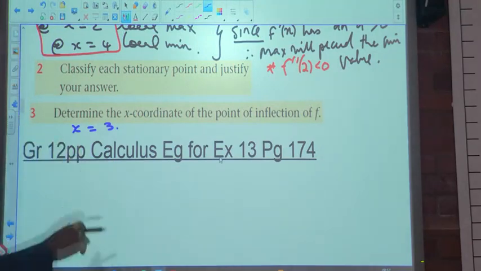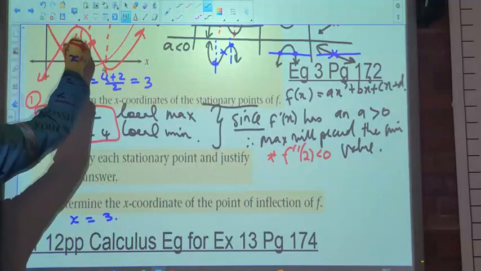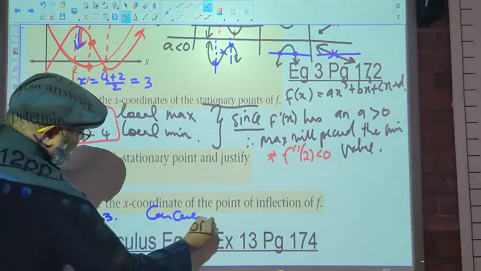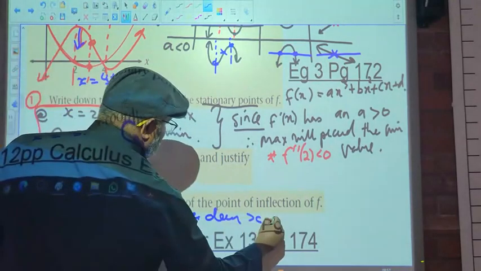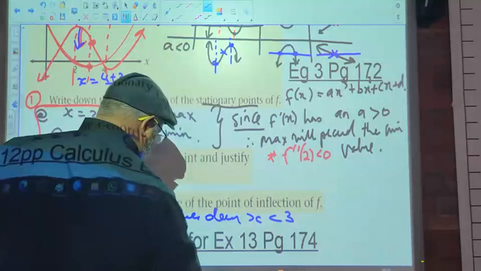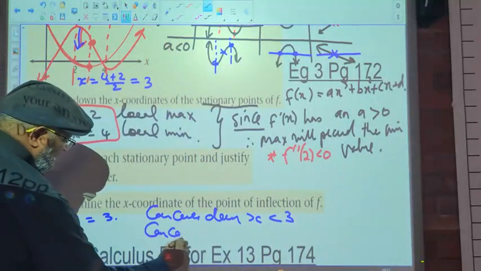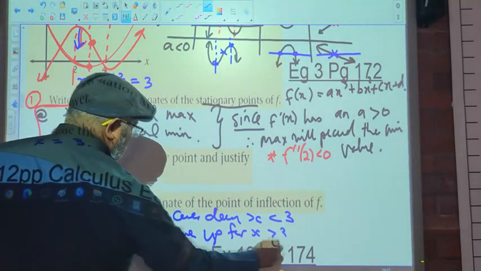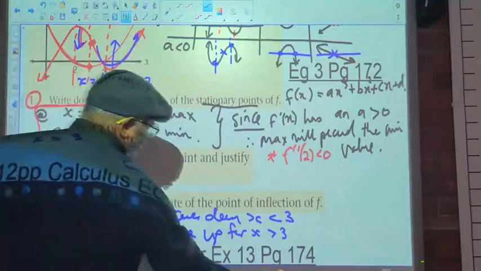And then we can also say that the graph is concave down, as you can see, for x's less than 3, and the graph is concave up for x's more than 3. As you can see here, that's the part that is concave.